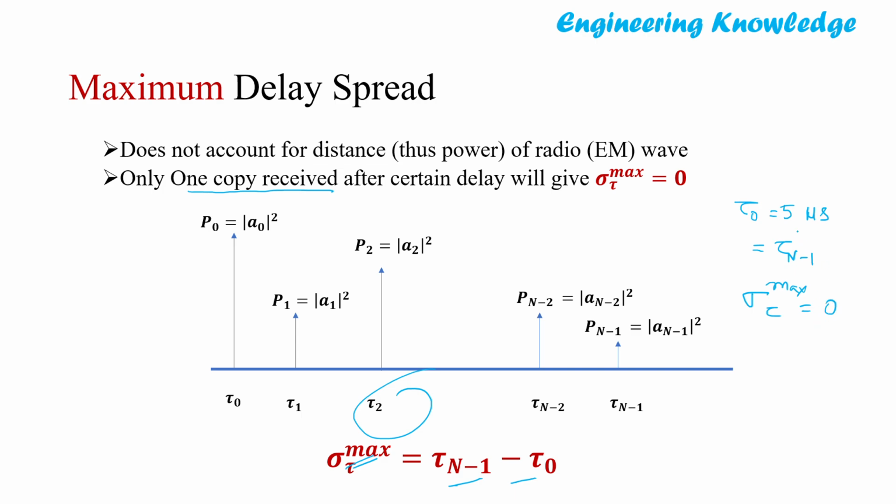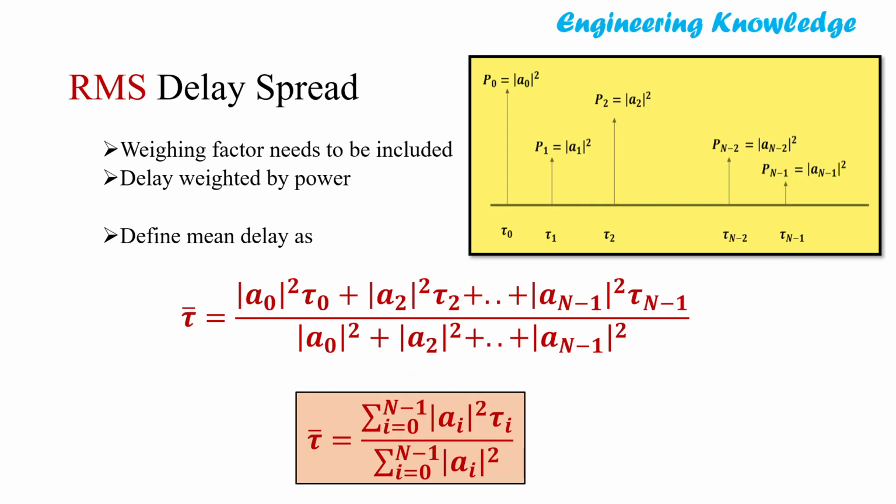So it does not account for the delay that has already happened, because there is only one component. Even if there are multiple components of varying strength, it does not take into account the amplitudes, and therefore it is not that important. Therefore we define the most important metric, which is the RMS delay spread, where we include the power as a weighting factor.